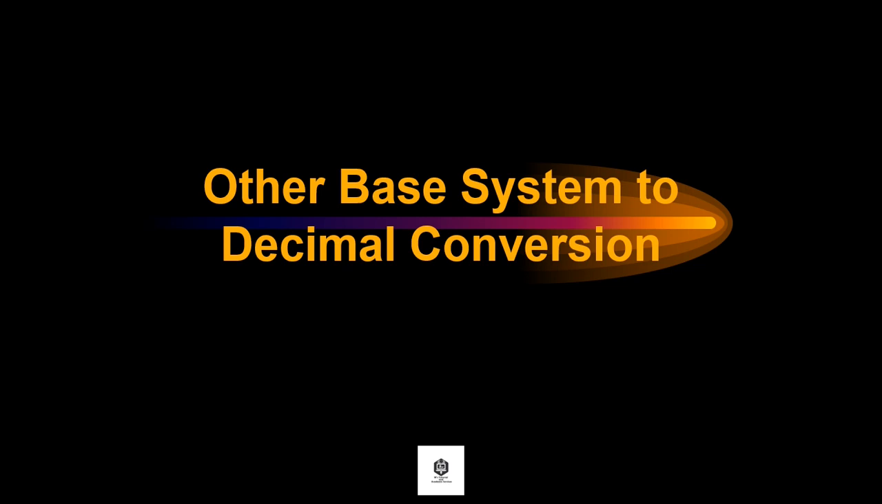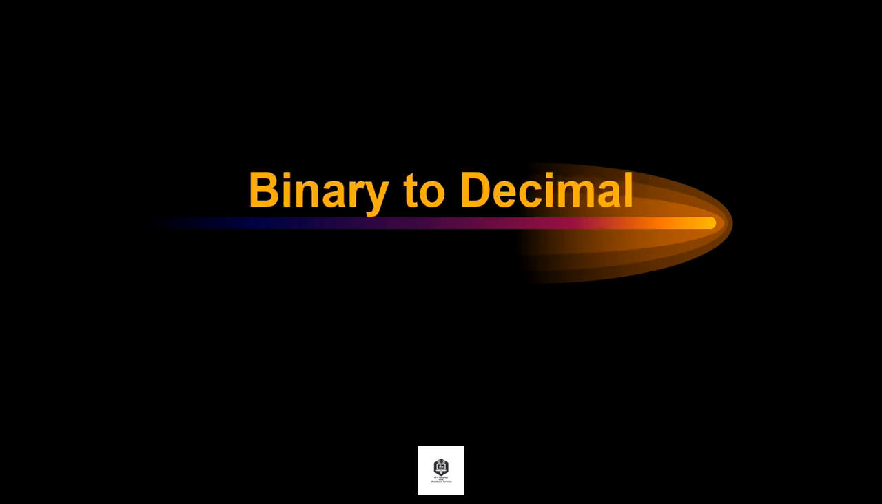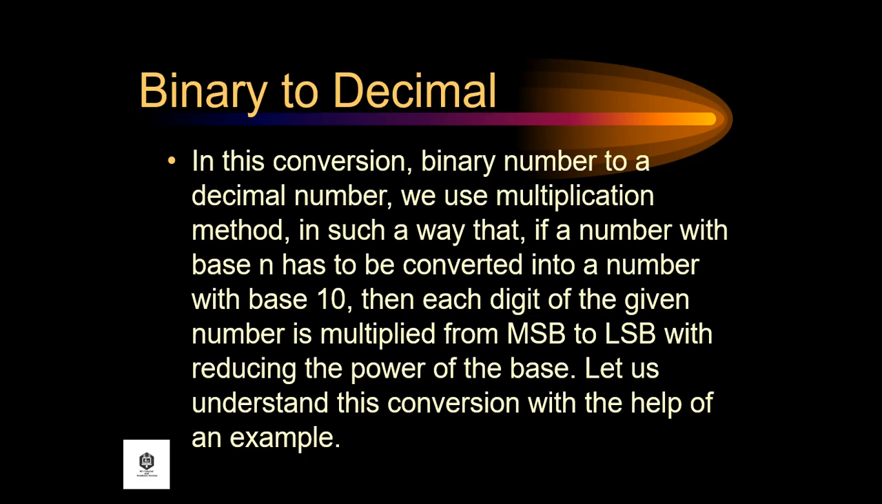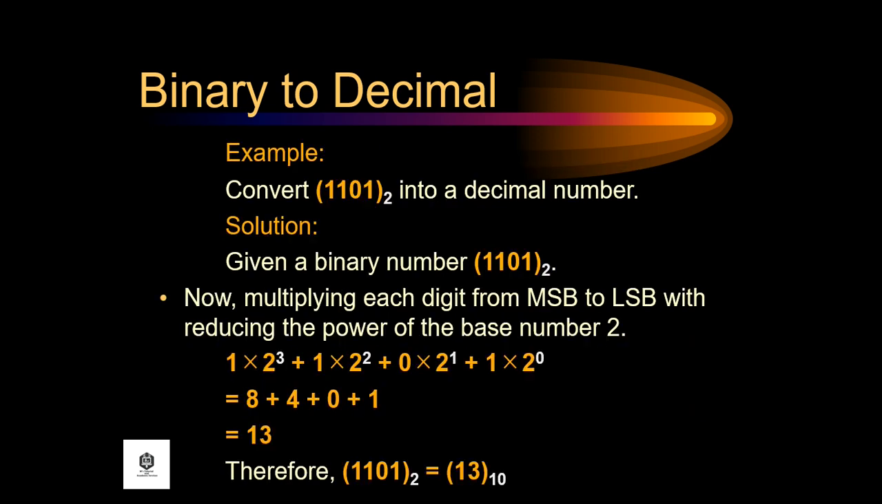But how about other base systems to decimal conversion? First, let's try binary to decimal. In this conversion of a binary number to a decimal number, we use the multiplication method in such a way that if a number with base n has to be converted into a number with base 10, then each digit of the given number is multiplied from MSB to LSB with reducing power of the base. Let us understand this conversion with the help of an example.